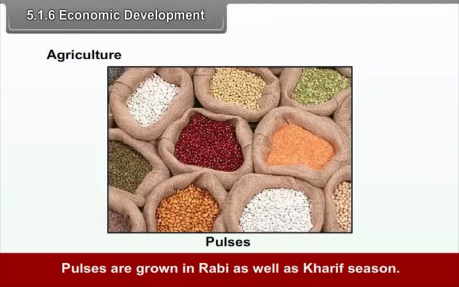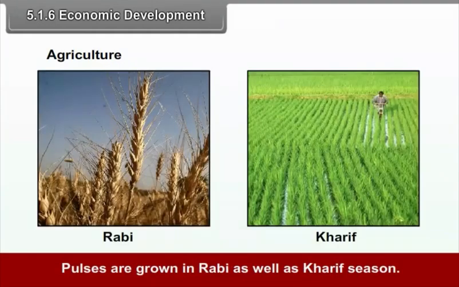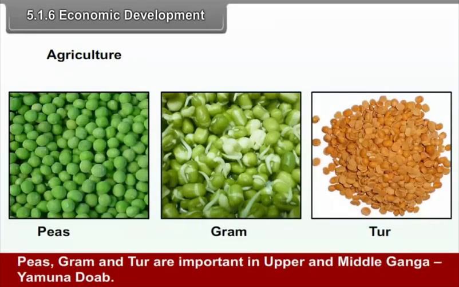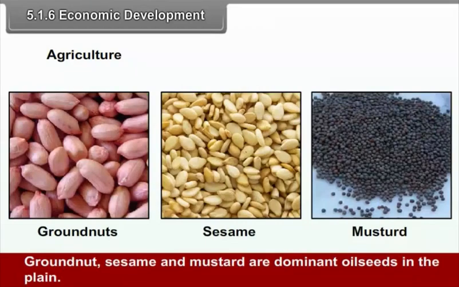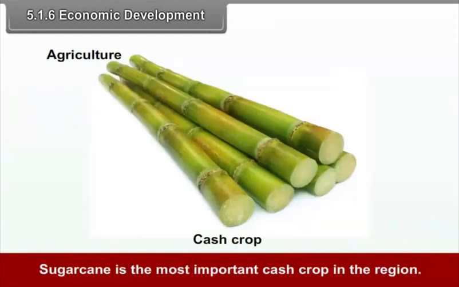Pulses are grown in Rabi as well as Kharif seasons. Peas, gram, and tur are important in the upper and middle Ganga Yamuna. Groundnut, sesame, and mustard are dominant oilseeds in the plain. Sugarcane is the most important cash crop in the region.